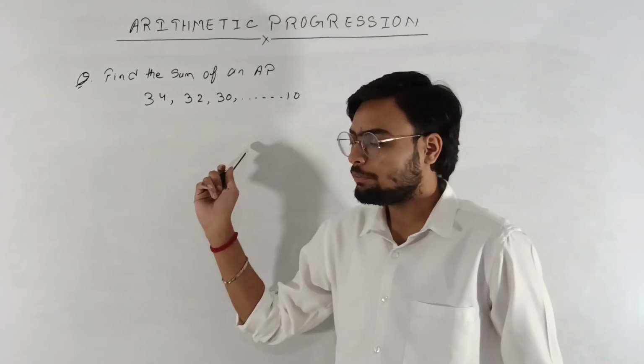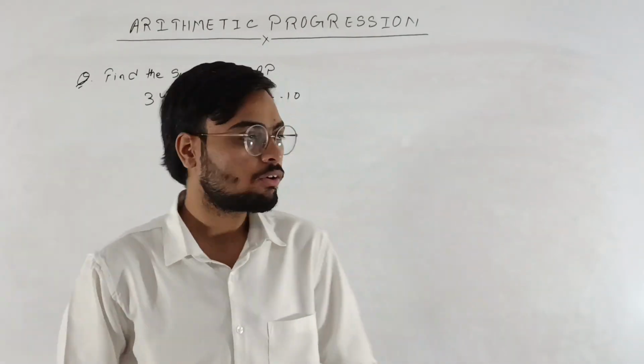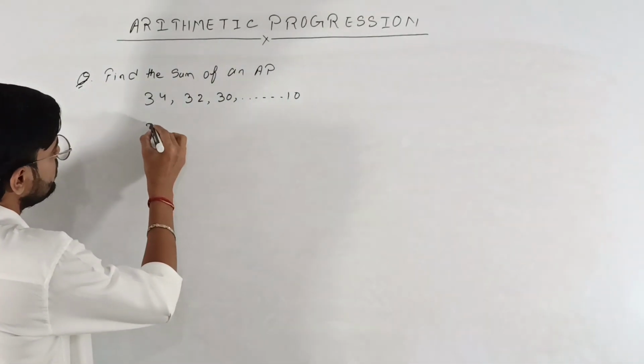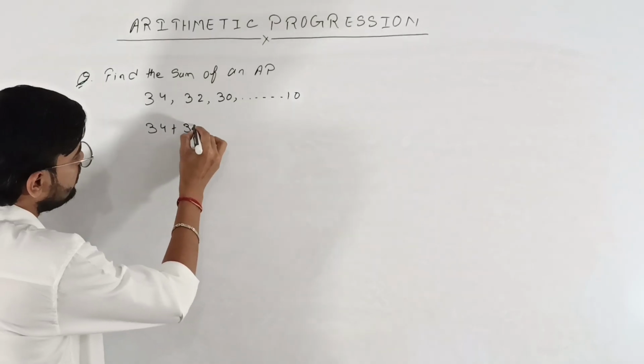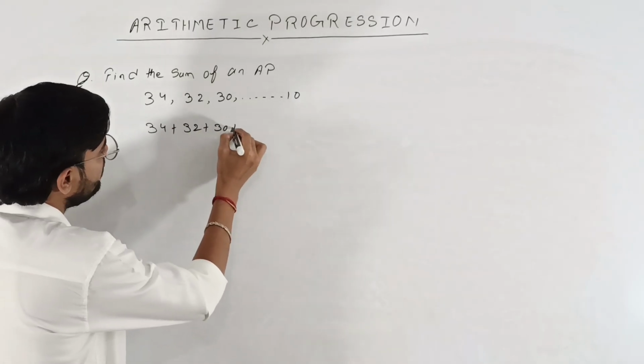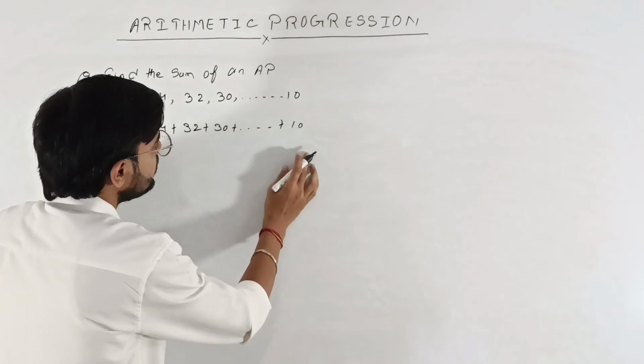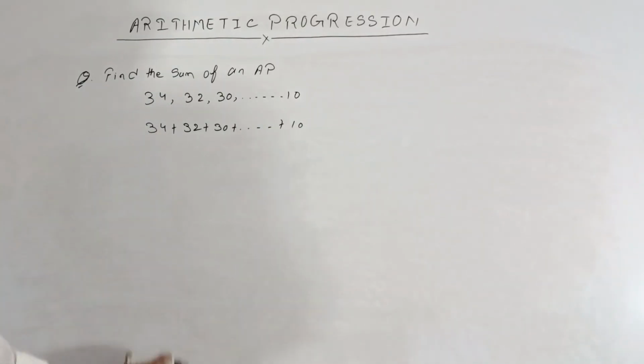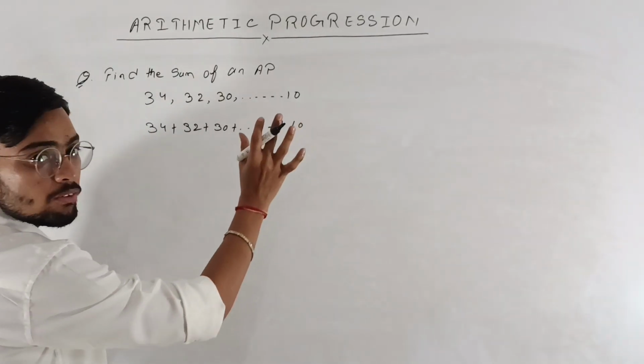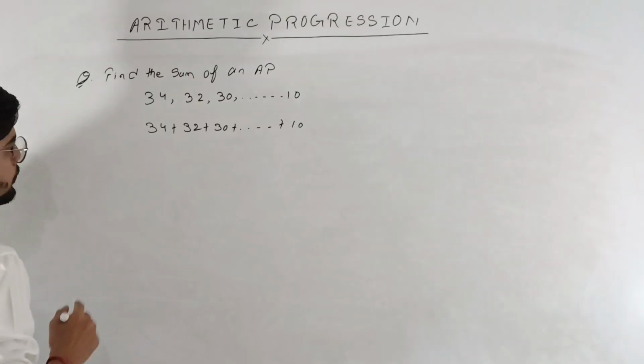We have this AP, and we have to find the sum of this AP, which means we have to find 34 plus 32 plus 30 plus, up to 10. This is the first term of AP, and this is the last term of AP. So we have to find the sum.